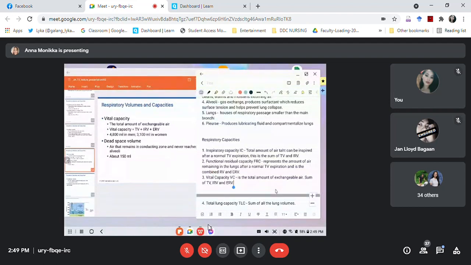Vital capacity is the total amount of exchangeable air, the sum of your tidal volume, your inspiratory reserve volume, and your expiratory reserve volume. While your total lung capacity is the sum of all the lung volumes.